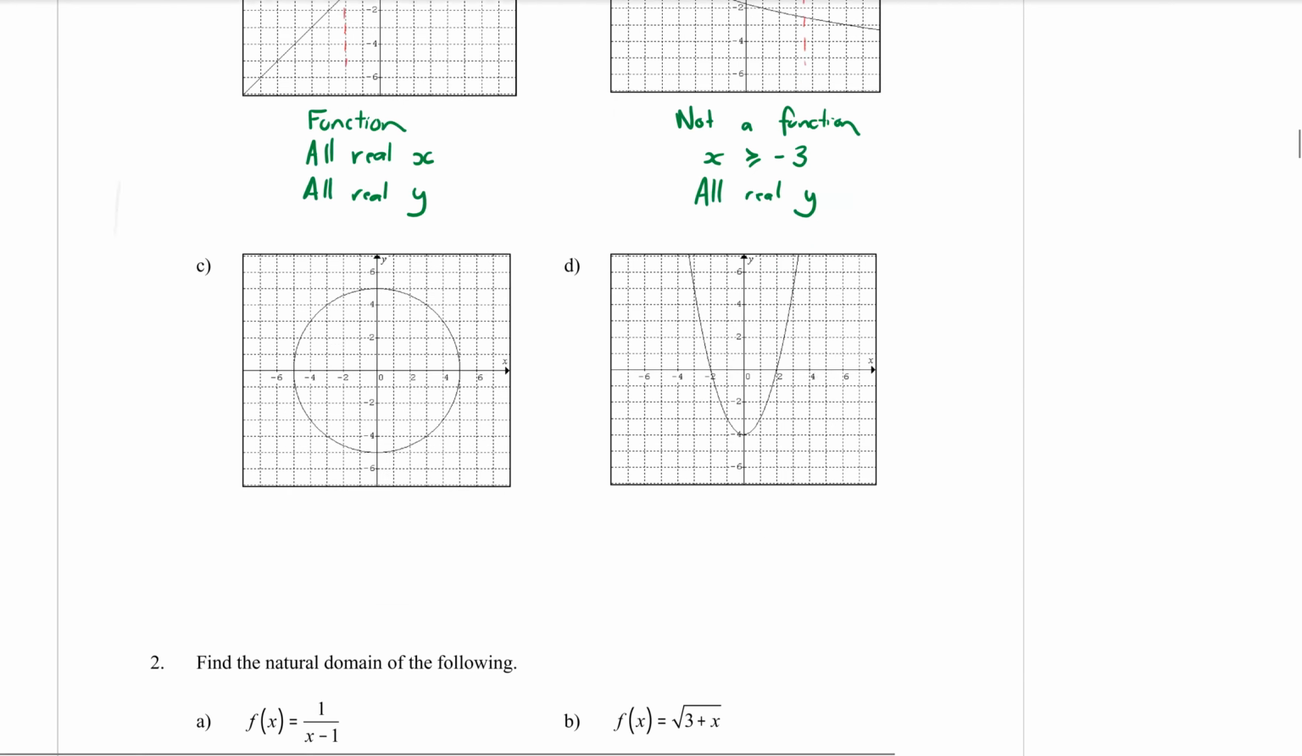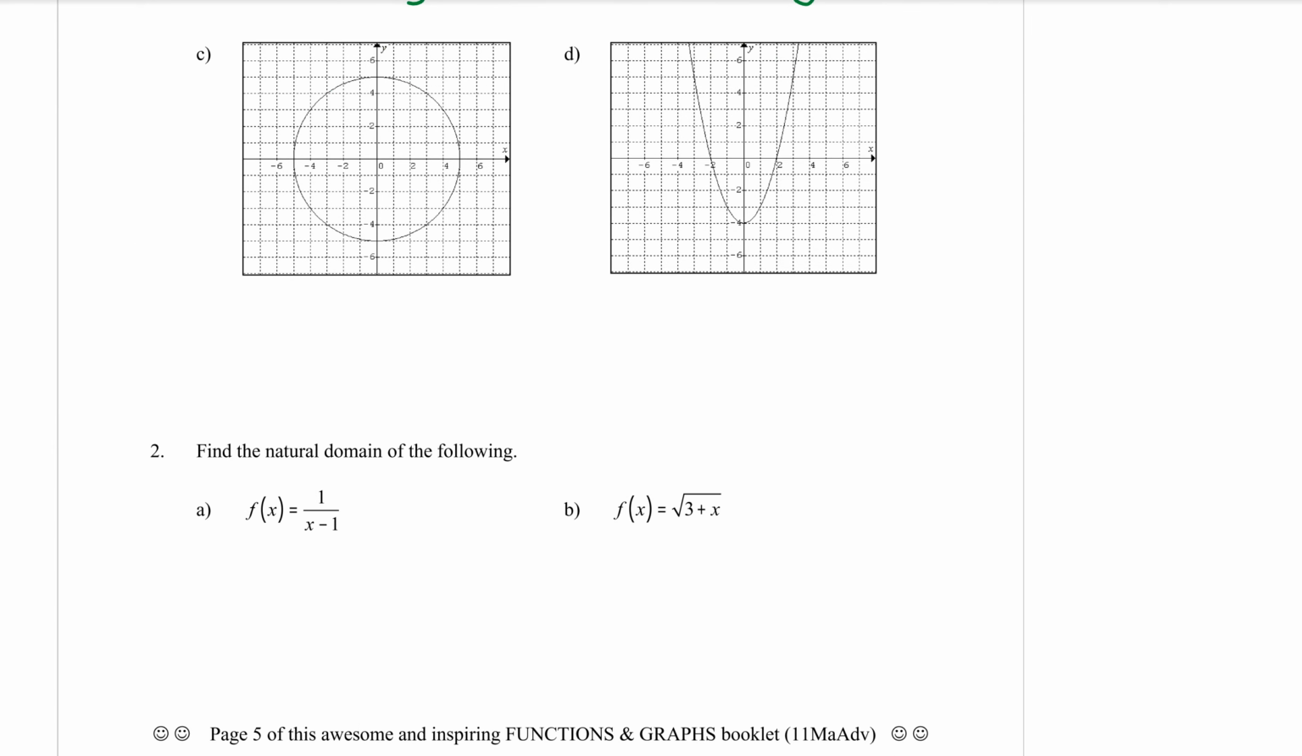Okay, next one, a circle. Vertical line test. Draw it on there. If I draw that, there's lots of places I could draw that, it's going to cut through twice, meaning that it is not a function.